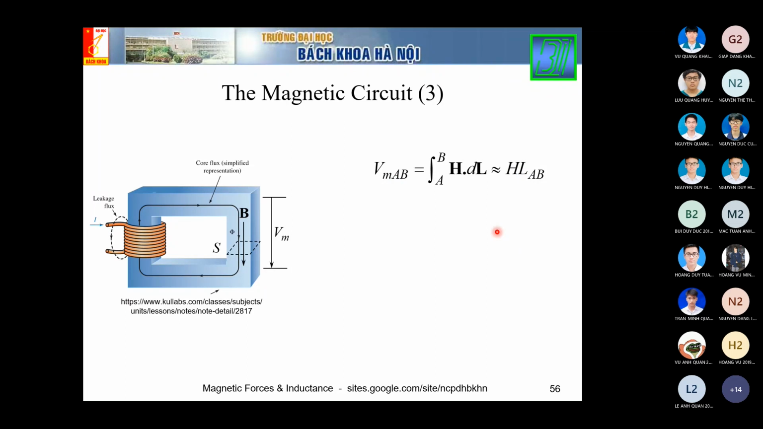The second important equation, they are all important, is magnetic flux. By definition, it is the surface integration of B dot dS. But like I told you, because H here is nearly uniform, B is also nearly uniform, and then phi will be B times S, in which S here is the cross-sectional area of the core.